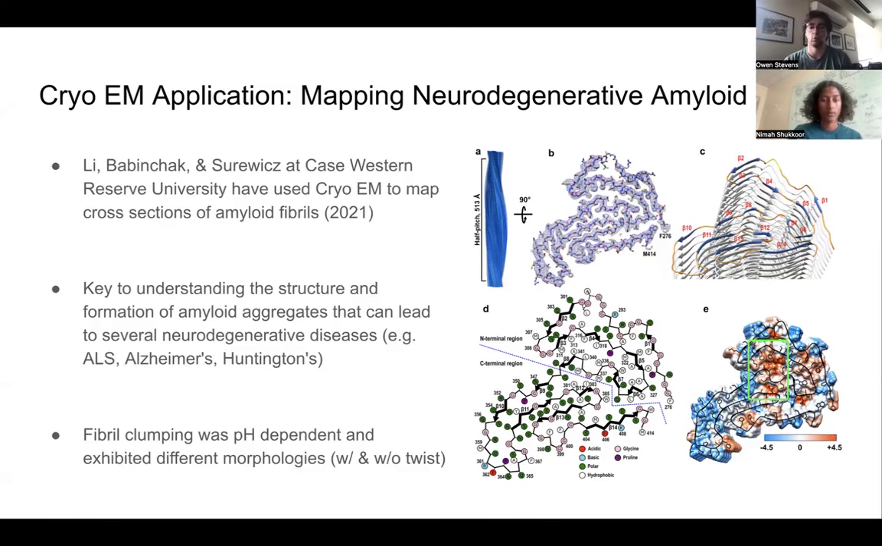And so their work in mapping the structure of neurodegenerative amyloid fibrils is critical for understanding how these aggregates and these plaques form in the first place. And so through their work, they looked for what can cause these conformational changes and how we can potentially prevent these conformational changes.